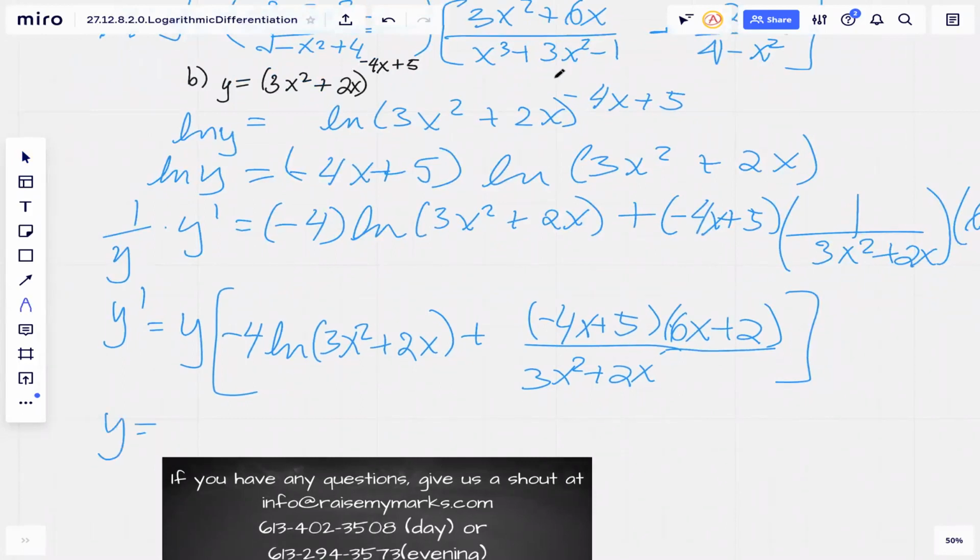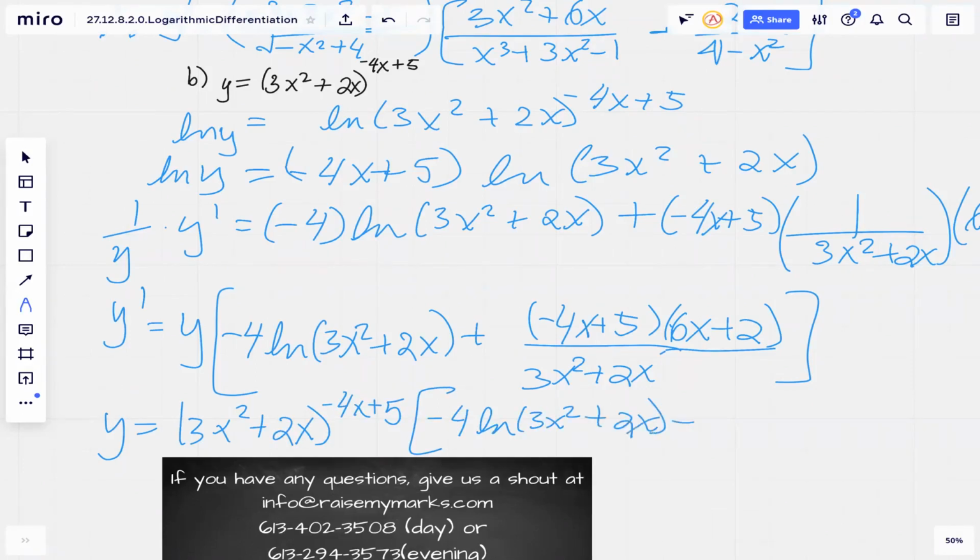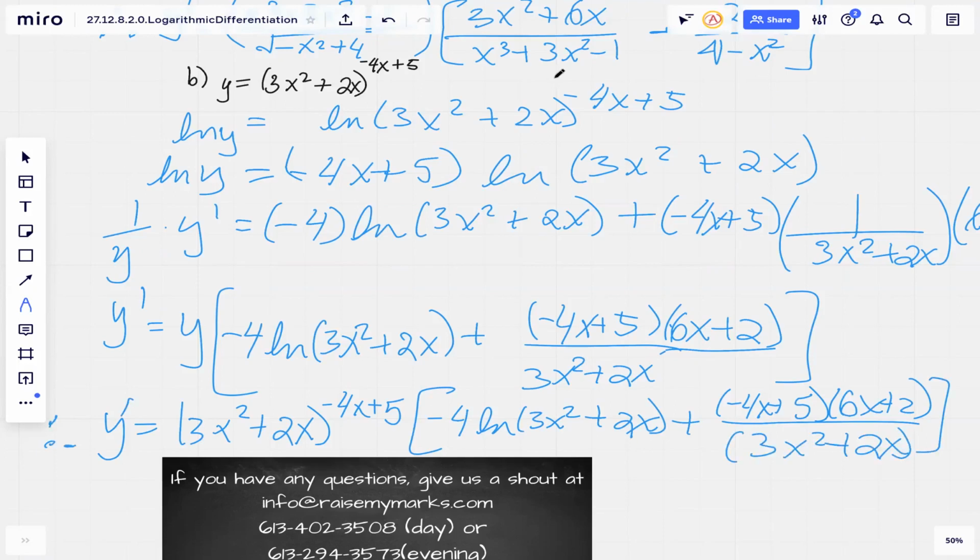So y prime equals 3x squared plus 2x raised to the power negative 4x plus 5 times negative 4 ln 3x squared plus 2x plus negative 4x plus 5 times 6x plus 2 all over 3x squared plus 2x. Sorry, that's y prime. Good. That's how we use logarithmic differentiation to find the derivative of these very messy functions.